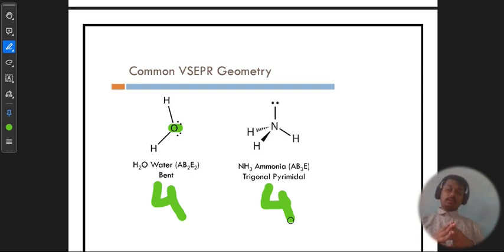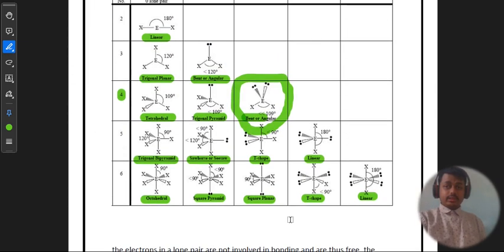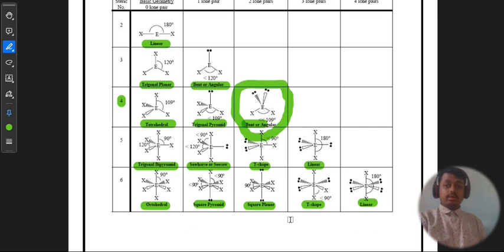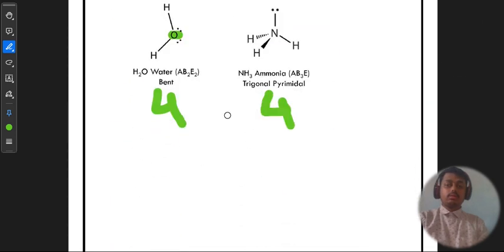Now we will go back to the chart and see what the type is. If we go to steric number 4 and check 3 bond pairs and 1 lone pair, we can see in the top column that it is 1 lone pair, steric number 4. So basically the shape is trigonal pyramidal. So ammonia has a trigonal pyramidal shape. Water has a bent shape, as I mentioned earlier.